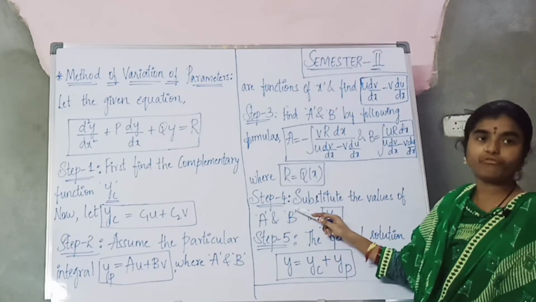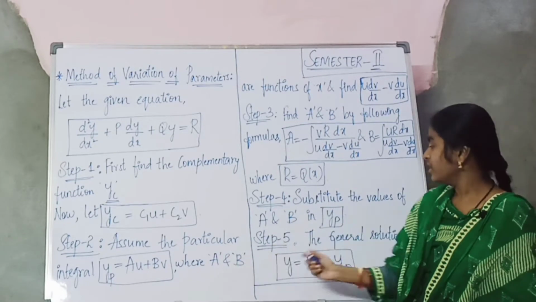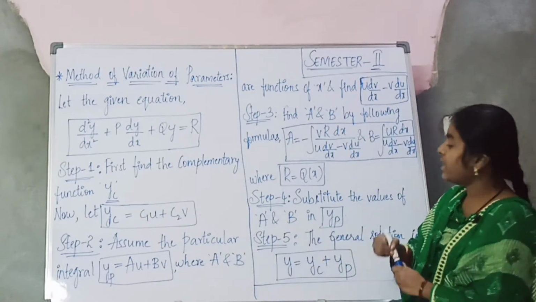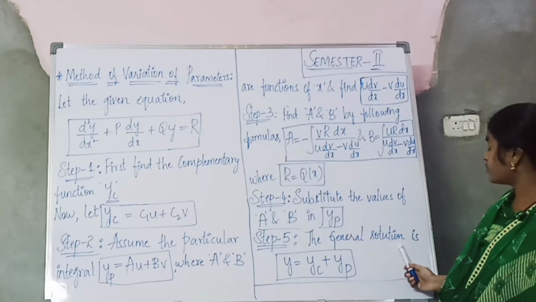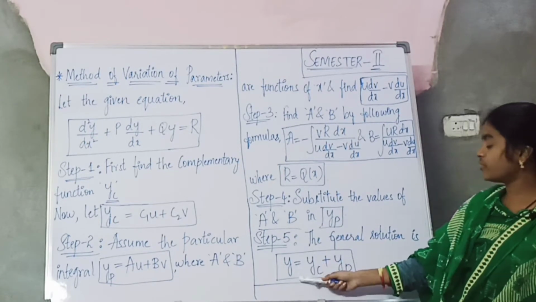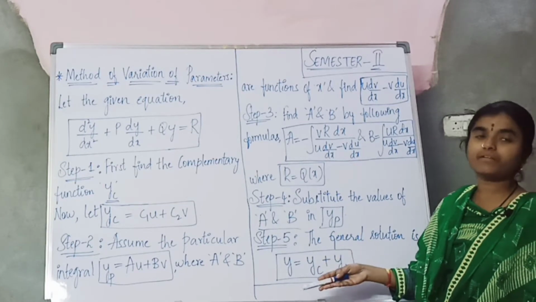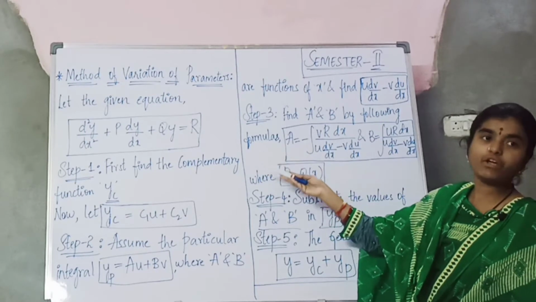Now coming to step 4, we have to substitute the values of a and b in yp, the particular integral. Now in step 5 we have to write the general solution. The general solution is y equals yc plus yp, as we have already discussed in the previous videos. So this is about the method of variation of parameters.